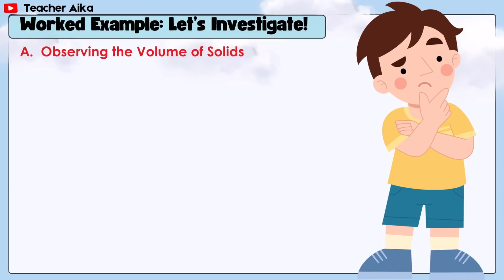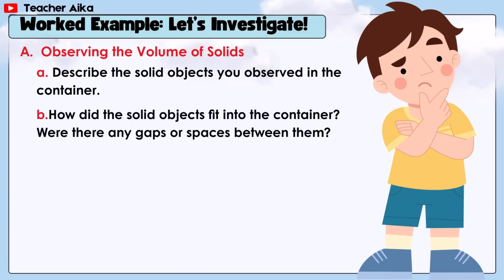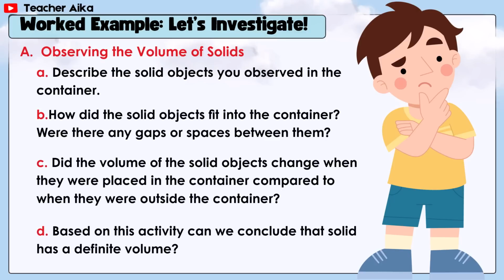A. Observing the volume of solids. A. Describe the solid objects you observed in the container. B. How did the solid objects fit into the container? Were there any gaps or spaces between them? C. Did the volume of the solid objects change when they were placed in the container compared to when they were outside the container? D. Based on this activity, can we conclude that solid has a definite volume?